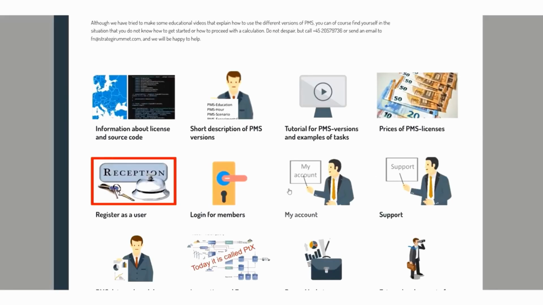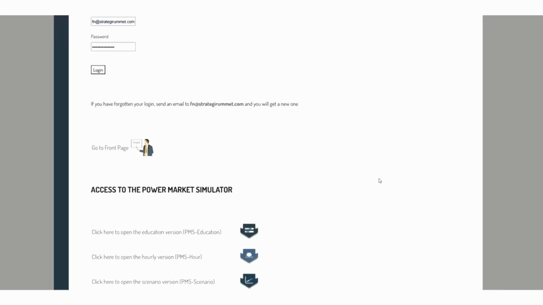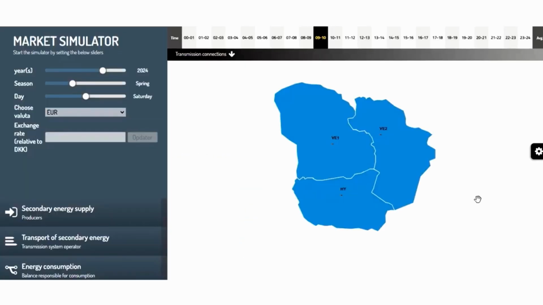When you have registered, you click here on login for members, and here you type your email address and the password, and you click here on login. And when you've done that, you go here and click on the PMS education version. Now I'm inside PMS education.